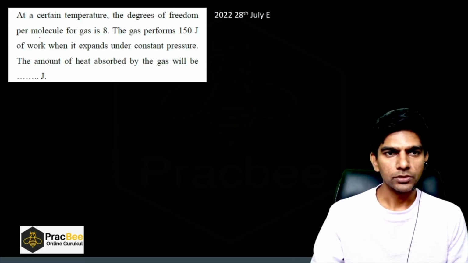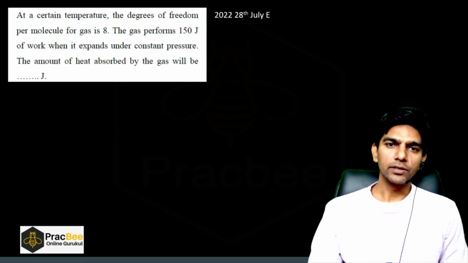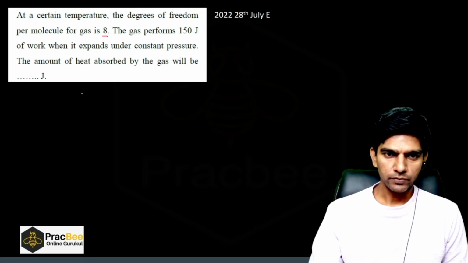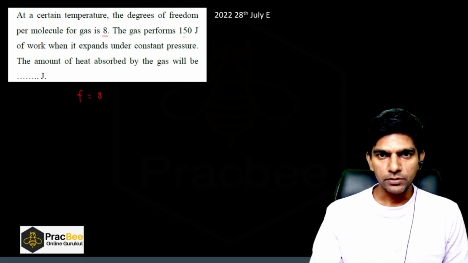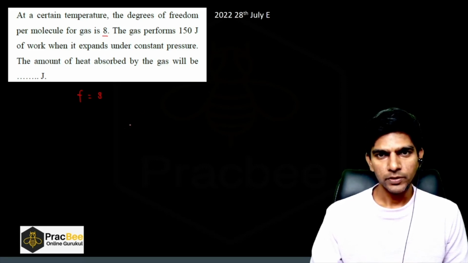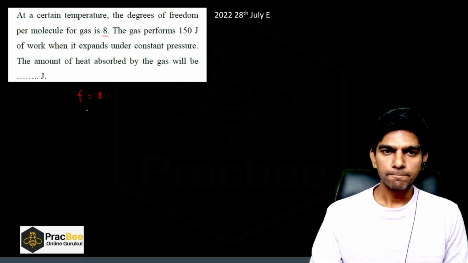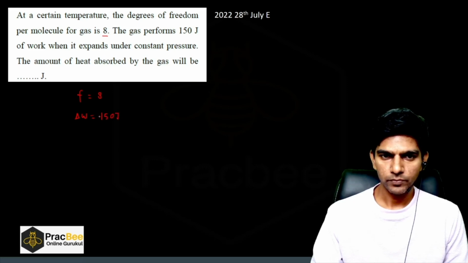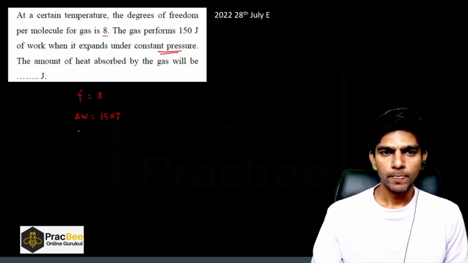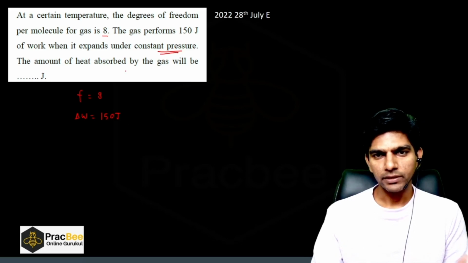Now let us see another question. At a certain temperature, the degree of freedom per molecule for a gas is 8. So we have given F as 8. The gas performs 150 joules of work when it expands under constant pressure. Now the pressure is constant, right? And it performs 150 joules of work. So let us say work is 150 joules. It will be positive. Now the pressure is constant and the amount of heat absorbed by the gas will be.